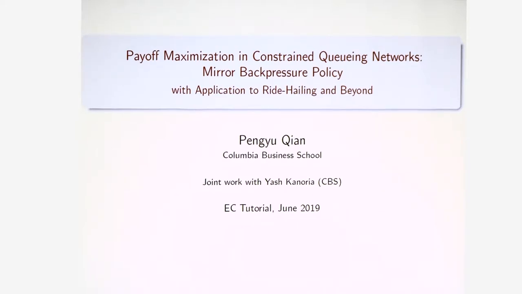Okay. I'm Pengyun Qian. I'm currently a fourth year PhD at Columbia Business School. Today, I'm excited to talk about the control framework Yash and I recently developed. We gave it a cool name called mirror backpressure. This mirror comes from the mirror descent in optimization literature. So we believe it's a very powerful framework, and it helps us understand how to solve the payoff maximization problem in constrained queuing networks. So throughout this talk, I'll use ride-hailing as a concrete example to help you understand how this framework works.